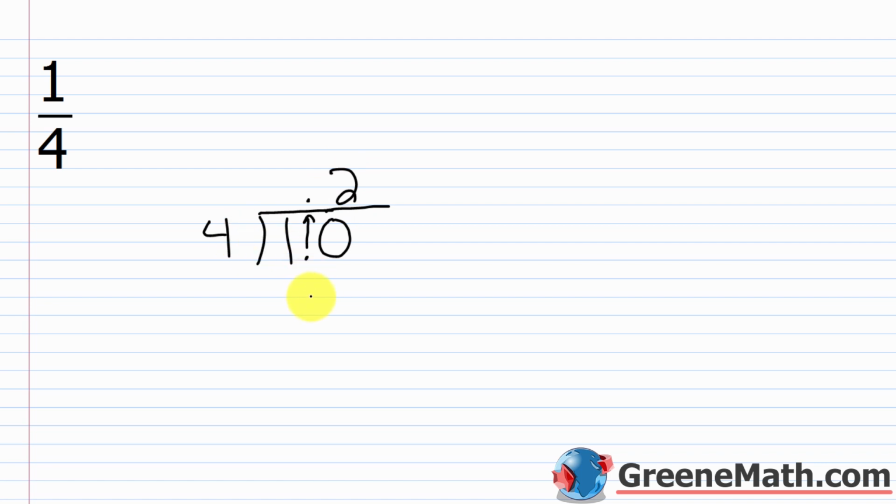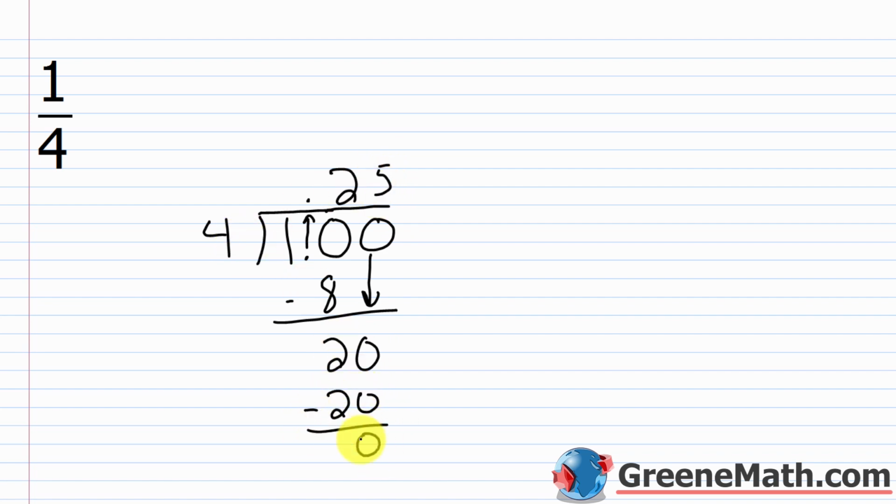Multiply 2 times 4, you're going to get 8. Subtract here, you will get 2. And I could put another 0 so I can continue my division. Go ahead and bring that down. 4 goes into 25 times. 5 times 4 is 20. Subtracting, you would get 0.